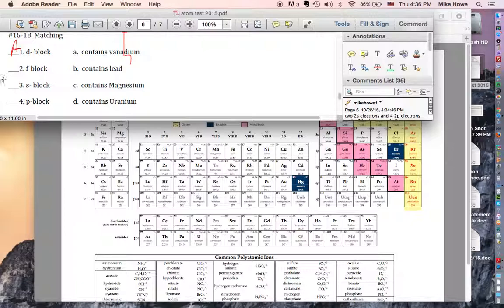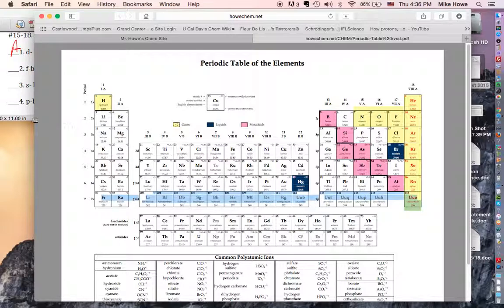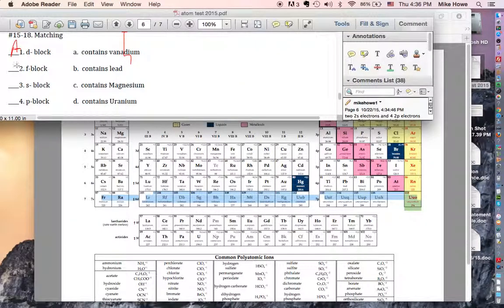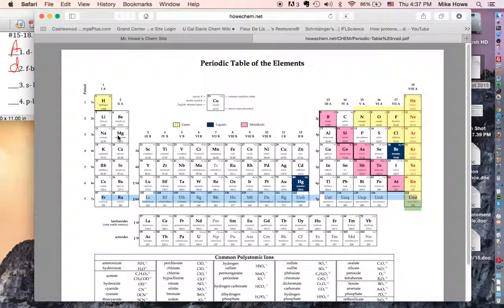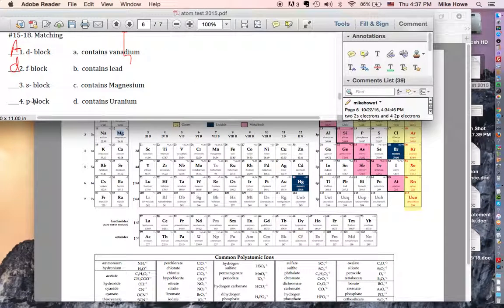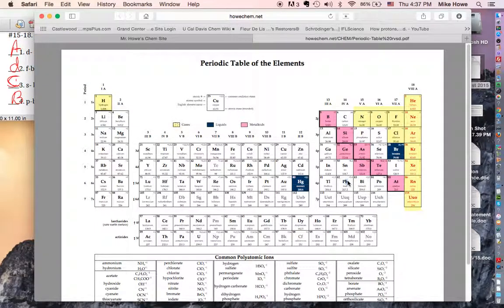The F block contains which one of these? Well, uranium is right down here. So the F block contains uranium. That's D. The S block has magnesium in it. Magnesium's right here, see? That's in the S block, so that's C. And then uranium, that leaves the P block, which contains lead. Lead's the only one left, so that's B. And if you look over here, here's lead in the P block. Right there, and see that's 6p.